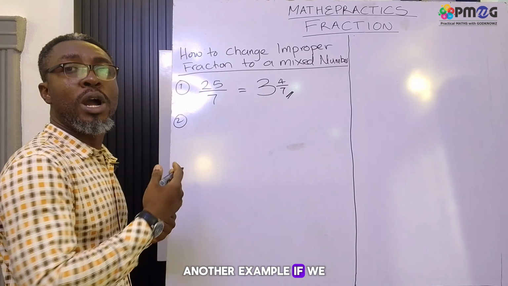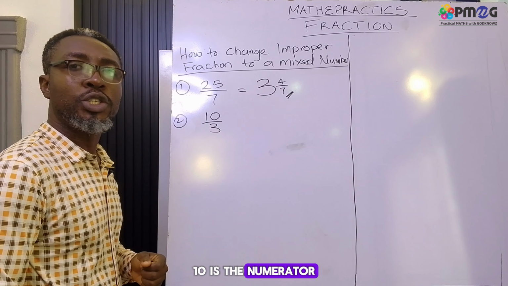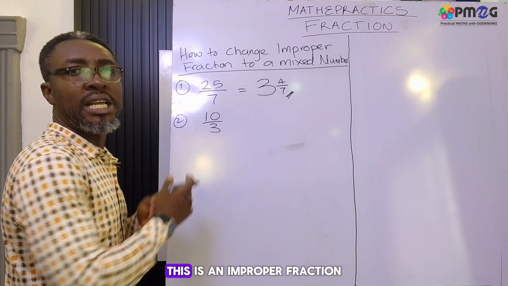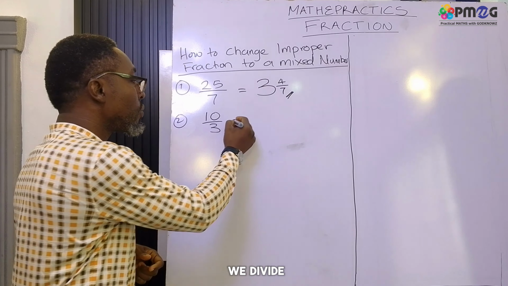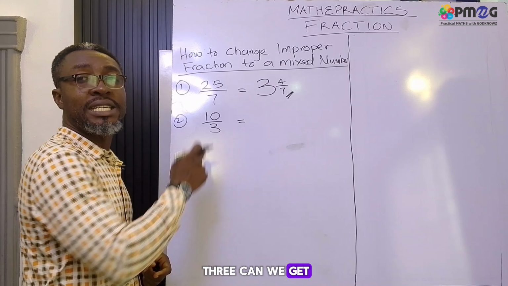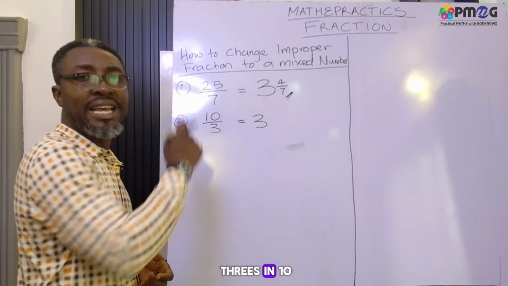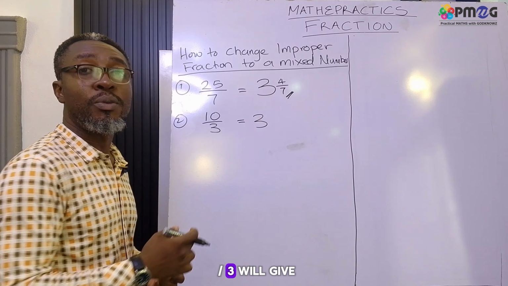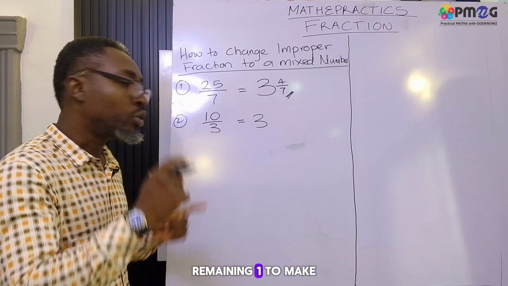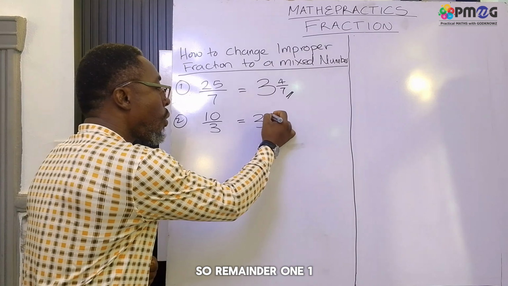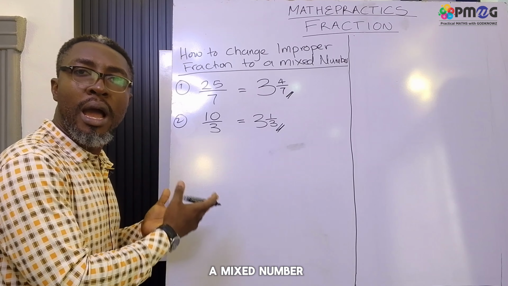Another example. If we are given 10 over 3, 10 is the numerator and 3 is the denominator. This is an improper fraction, and an improper fraction is one in which the numerator is greater. What do we do? We divide. We say, how many 3s can we get in 10? Which is 10 divided by 3. We will get 3, remainder 1, because 3 times 3 is 9, remaining 1 to make it 10. So remainder 1, 1 over the denominator 3. We've converted this to a mixed number.